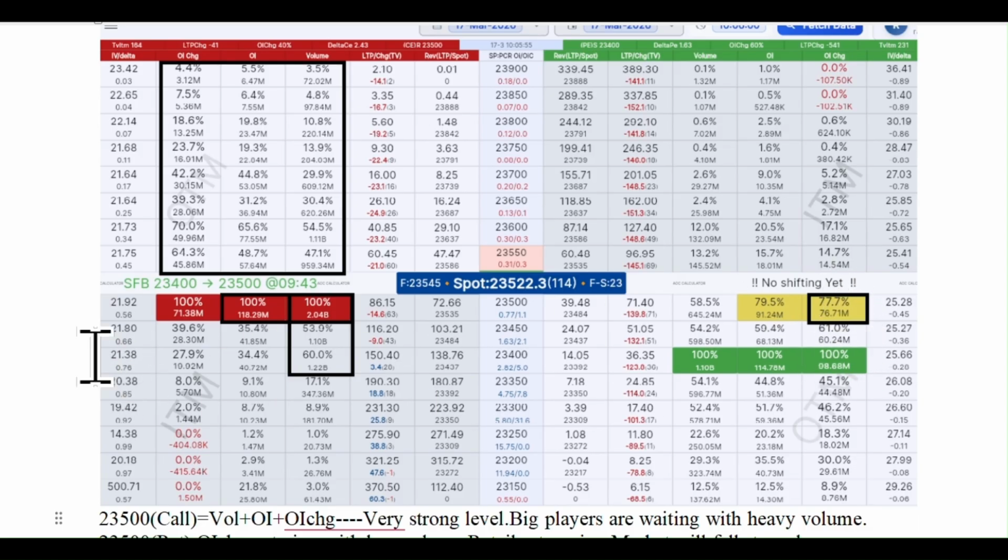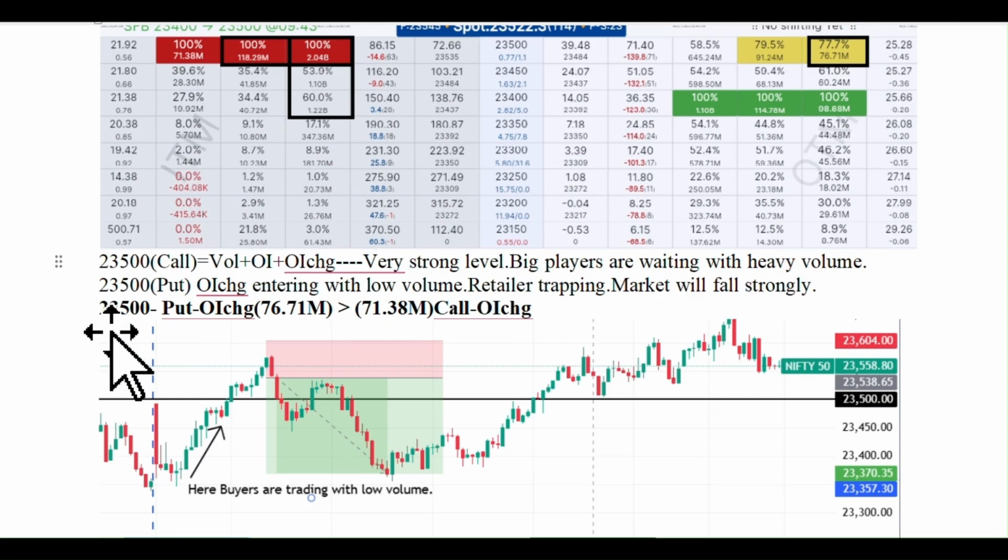Finally, and most importantly, we never enter the trade immediately after seeing the option chain. We patiently wait for a VSA, volume spread analysis, confirmation candle. Only when the VSA candle confirms weakness in buyers or strength in sellers do we enter the trade.